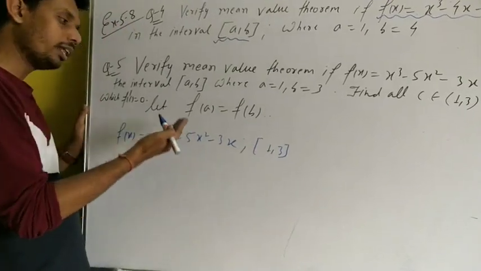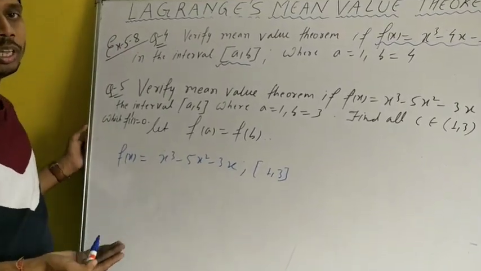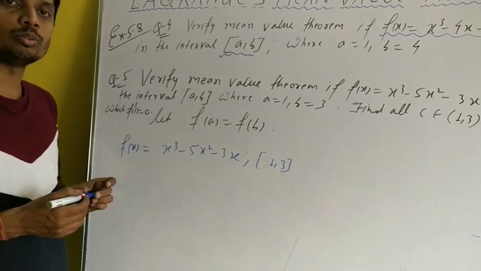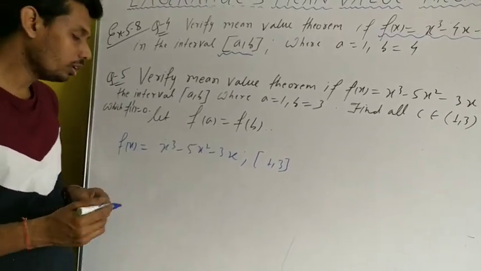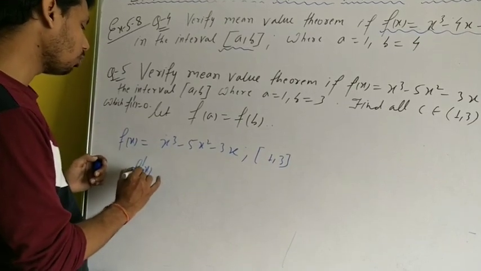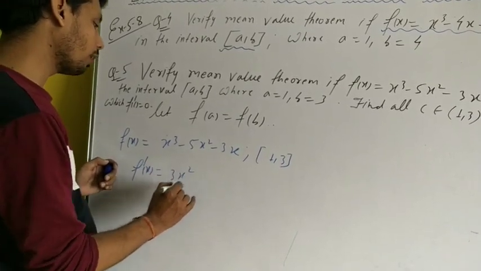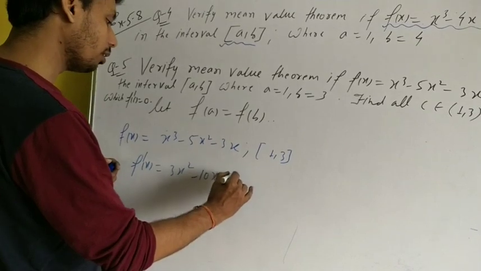Again, this is a polynomial function, and we know that a polynomial function is continuous throughout, hence it is continuous in the closed interval 1 comma 3 also. If we determine the value of f dash x, it is 3x square minus 10x minus 3.